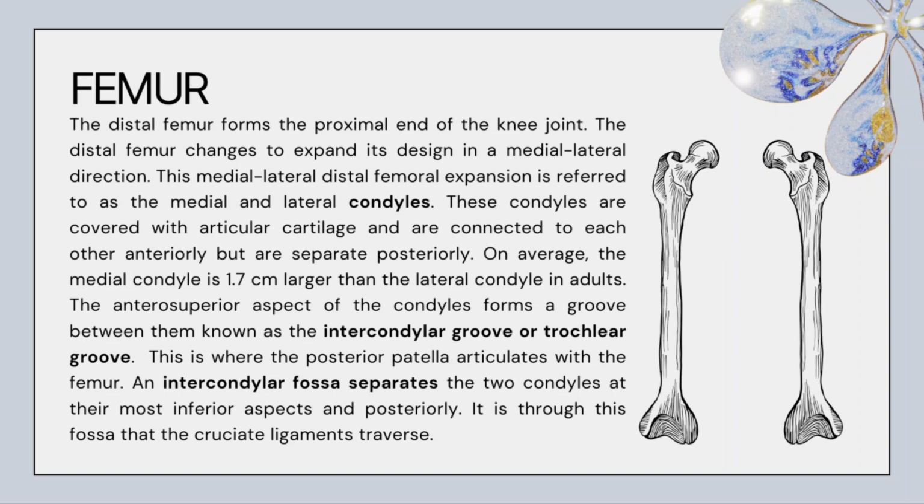The anterior superior aspect of the condyles forms a groove between them, the intercondylar groove or trochlear groove. It is where the posterior patella articulates with the femur. The intercondylar fossa separates the 2 condyles at their most inferior aspects, and posteriorly, it is through this fossa that the cruciate ligaments traverse.